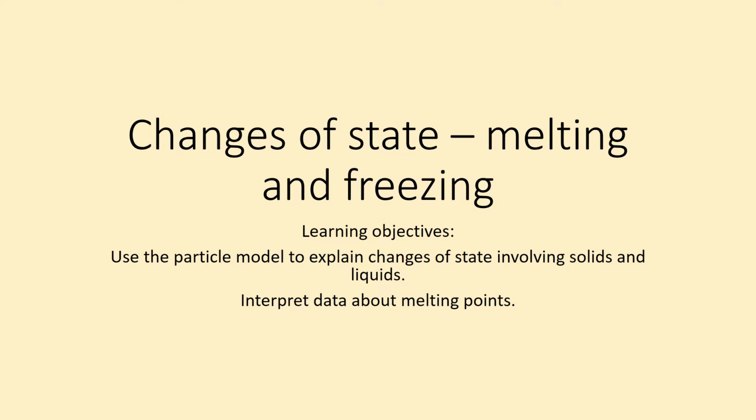This time it's about changes of state, melting and freezing. We're going to have a couple of lessons about changes of state because there's a few that we need to know about. The objectives for this lesson are to use the particle model to explain changes of state involving solids and liquids and to interpret data about melting points. Again, you'll want a pen or a pencil so that you can take notes and do any mini tasks that pop up.